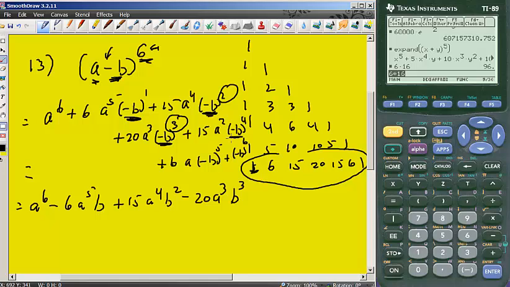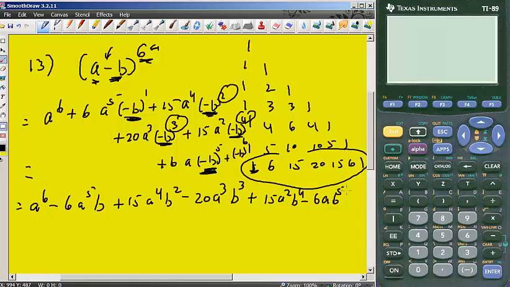And then negative b is going to be raised to the fourth power, that means it's going to be positive 15a to the second b to the fourth. And then negative b is going to be to the fifth power, that means it's going to be negative 6ab to the fifth. And then negative b is going to be raised to the sixth power, is going to be positive b to the sixth.